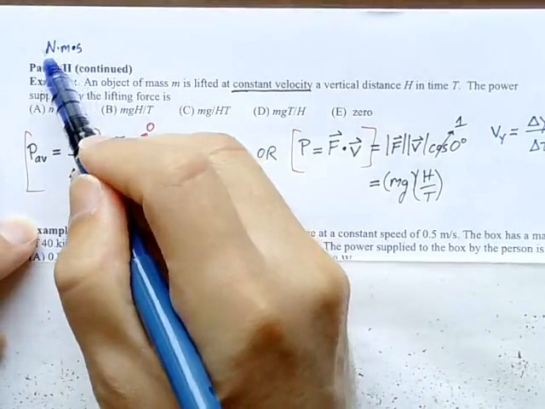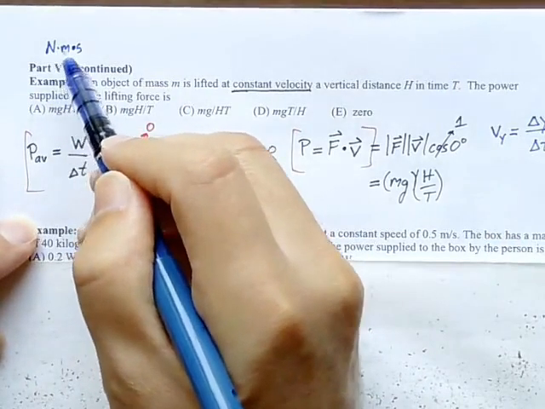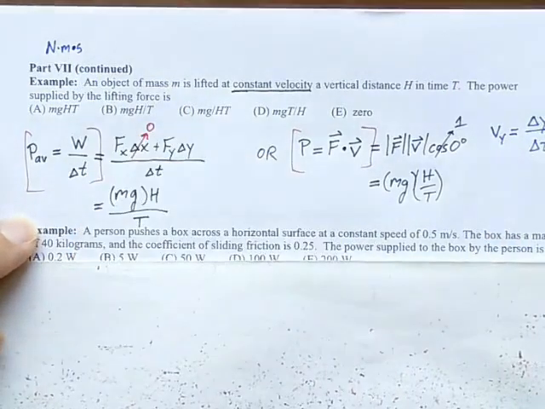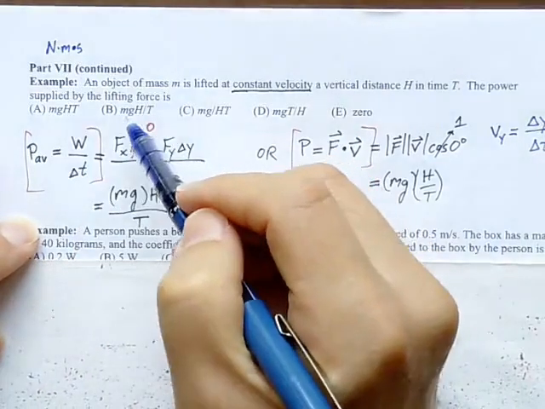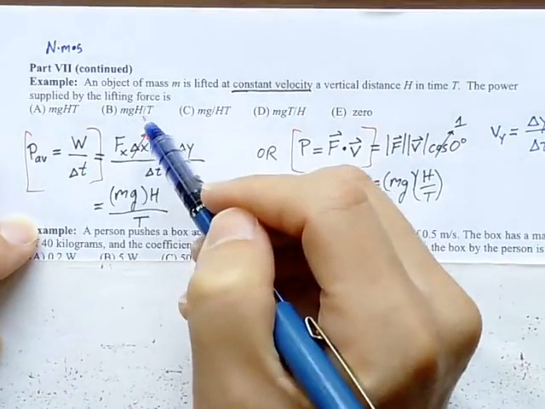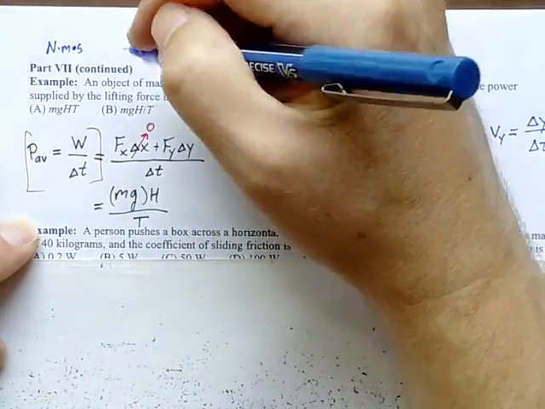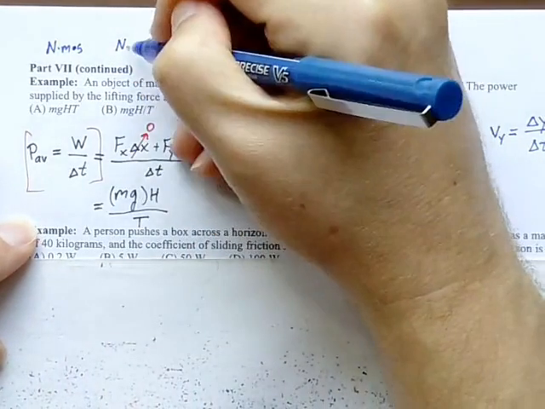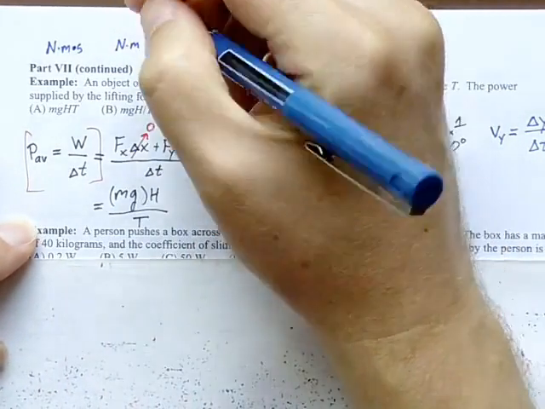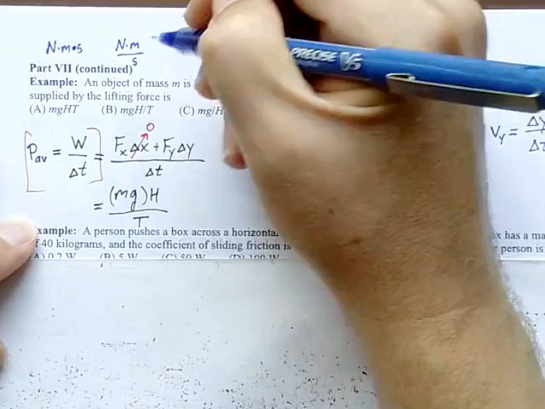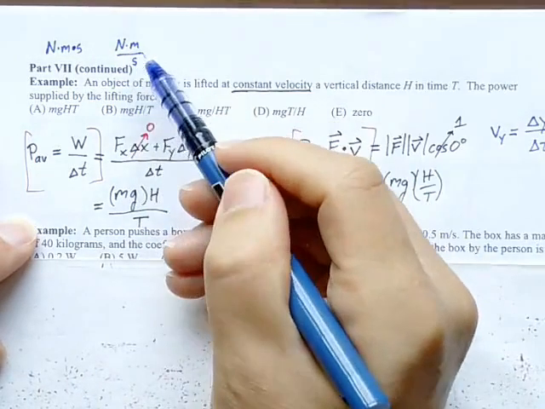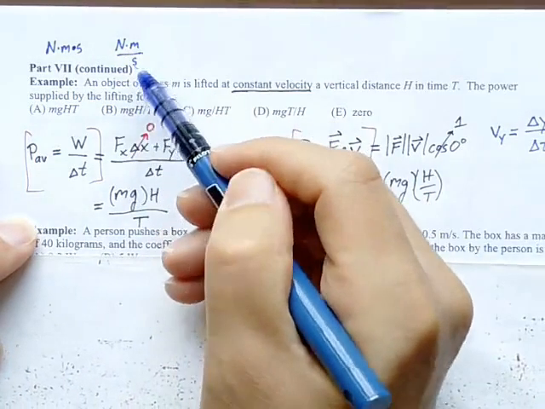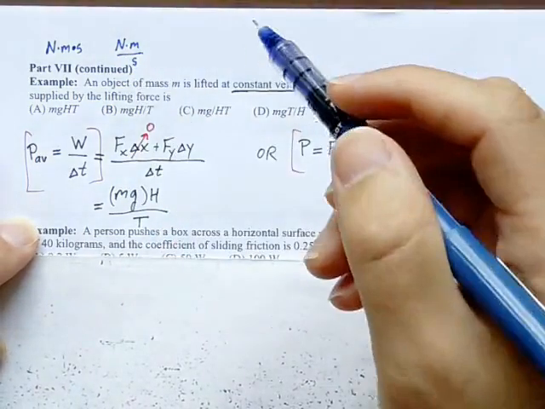Newton meters would be joules, so energy, times seconds, but that's not power. Next one, mgh over t. That's the answer we did arrive at. Let's check it. mg is in newtons times h, a height, in meters, divided by t in seconds. There we go. Newton meters per second. Joules per second. That is a power.